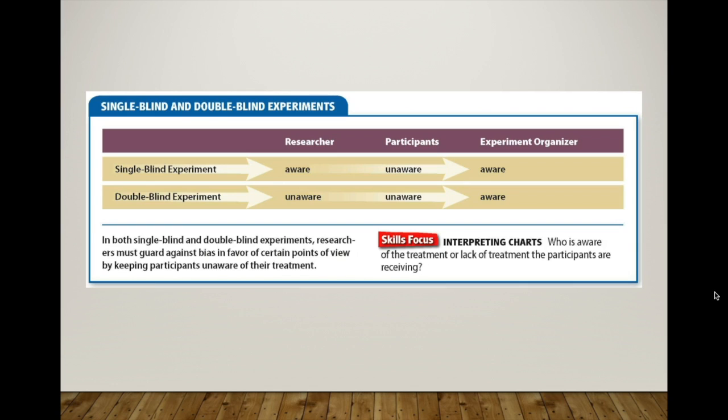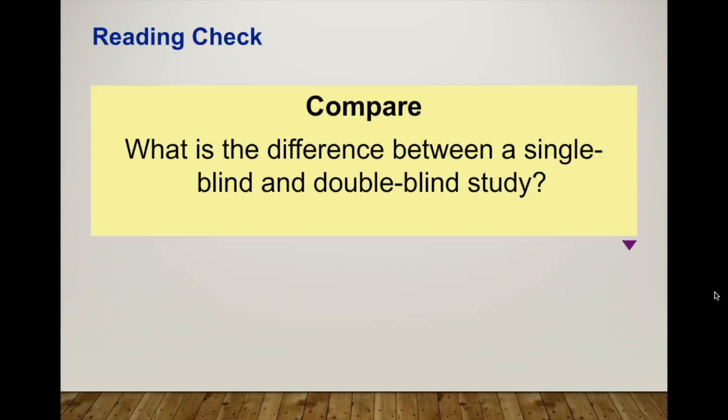In both single-blind and double-blind experiments, researchers must guard against bias in favor of certain points of view by keeping participants unaware of their treatment. What's the difference between a single-blind and double-blind study?